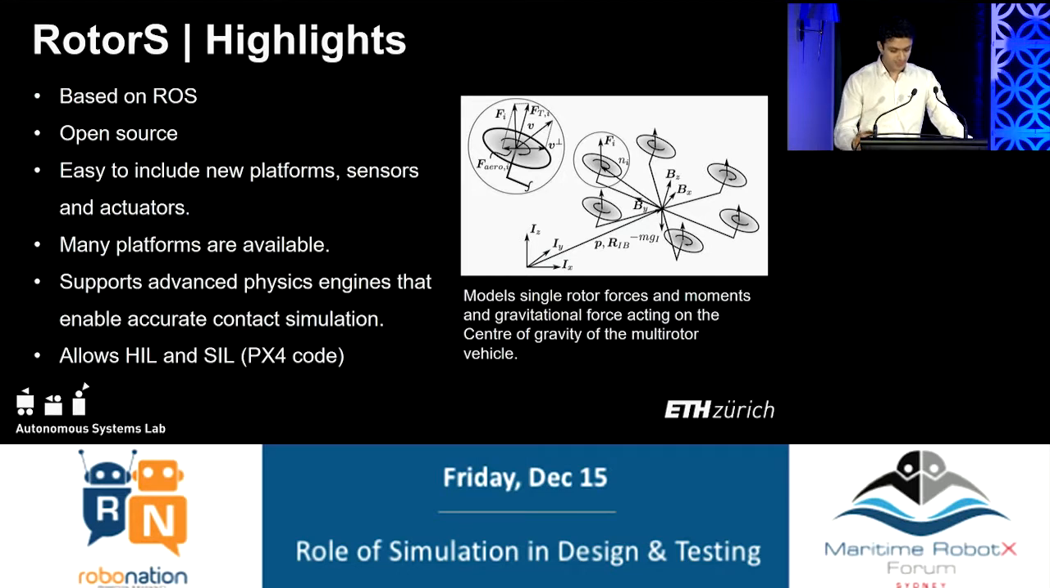So it's easy to include new platforms. So you can go from quadcopters to hexacopters to octacopters and even fixed wing vehicles, along with, since it's Gazebo based, the ability to simulate sensors and actuators. So many platforms are already available with a baseline controller and state estimator. It supports advanced physics engines, which enable accurate contact simulation, which I'll show examples of in the next slides. It allows both hardware in the loop and software in the loop simulation. So one of the examples is the PX4 community is actively using this.